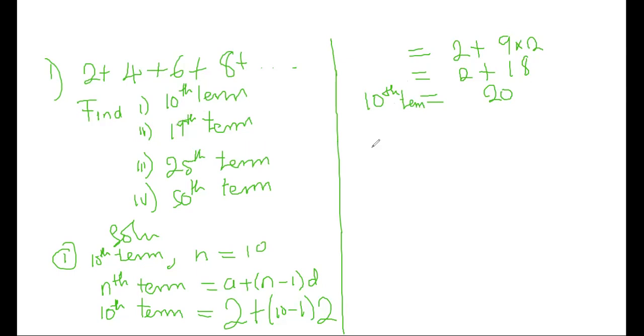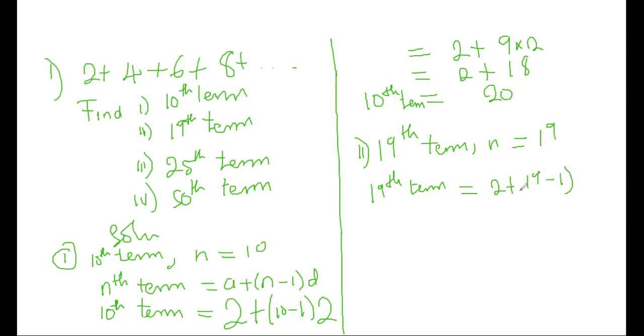Then number 2, we're interested in getting the 19th term. So our n is going to be equal to 19. That means our 19th term will be A, which is 2, plus 19 minus 1 times 2. So 2 plus 18 times 2. What is 18 times 2?